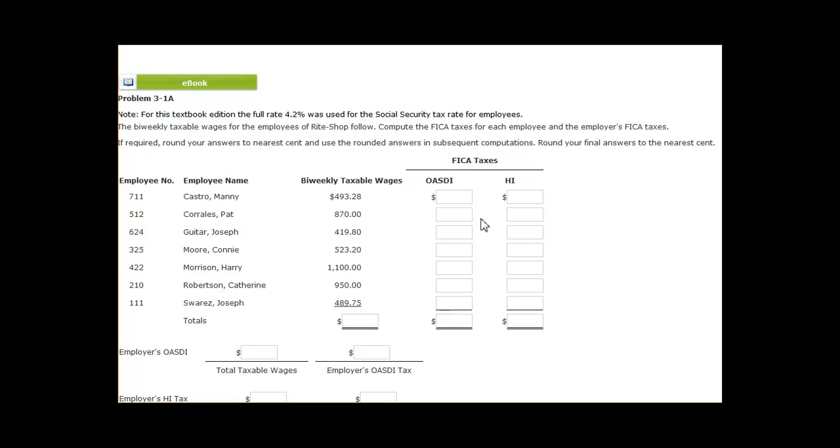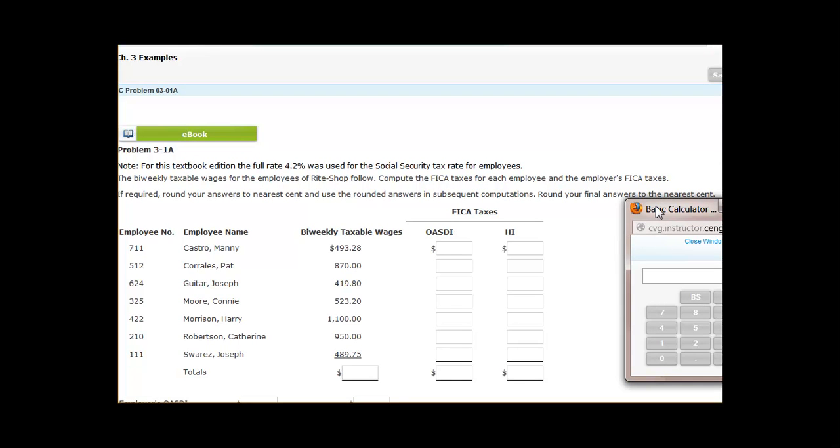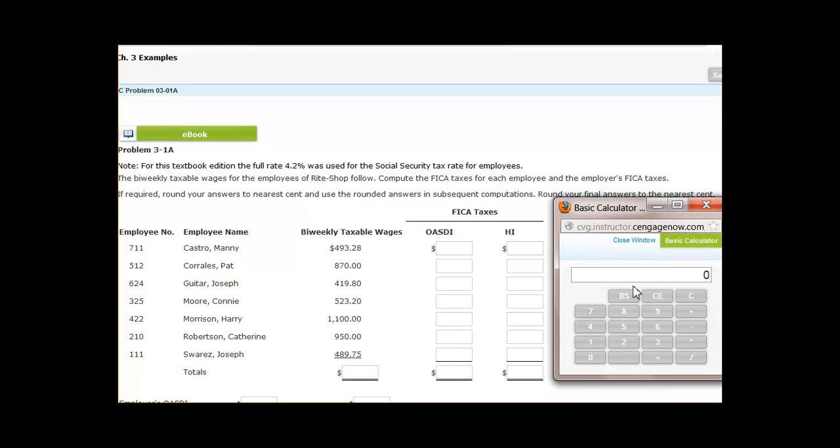Chapter 3, 1A example. We are going to take the information that you see in front of you and calculate the biweekly taxable wages for the employees of the Write Shop. The first thing we're going to do is go way up to the top, where there's a Tools button, and find the basic calculator. So I've made the basic calculator right here on the right.